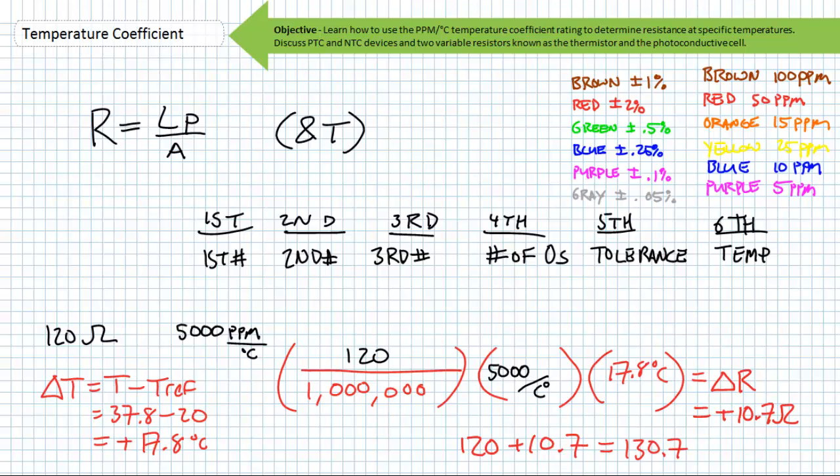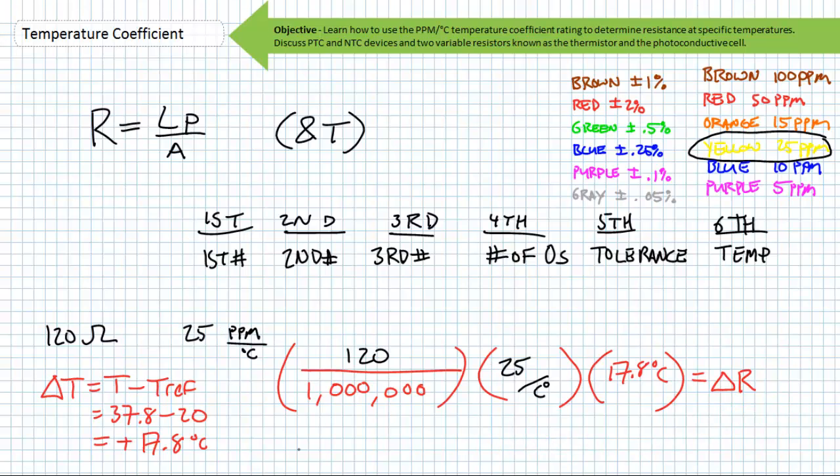Consider, however, another 120 ohm resistor with a yellow sixth band. This yellow band means it has a much better temperature coefficient of 25 parts per million per degree Celsius. It will ideally not wander nearly as much from our ideal value of 120 ohms as our first example. Let's see if this is the case. 120 divided by a million times 25 parts per million per degree Celsius times our change of 17.8 degrees Celsius only yields a change of 0.0535 ohms, or positive 53.5 milliohms.